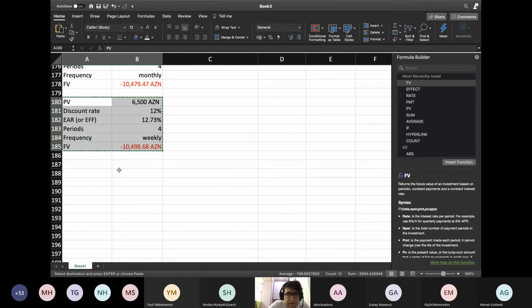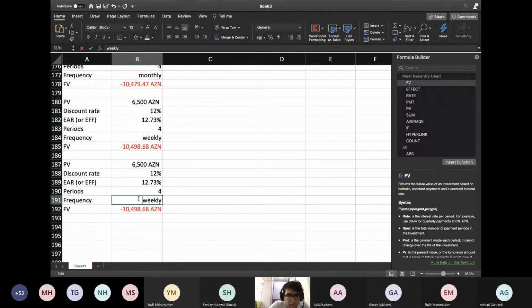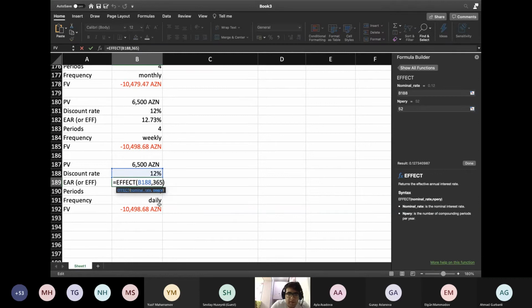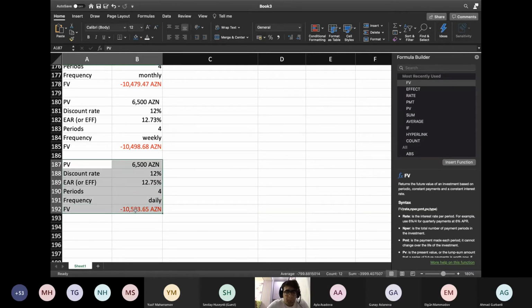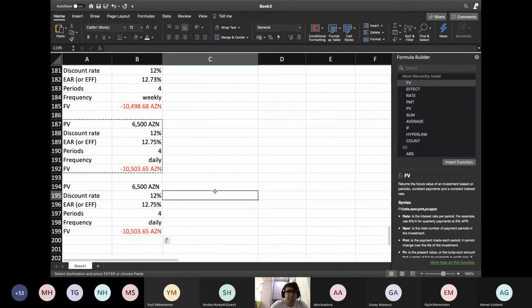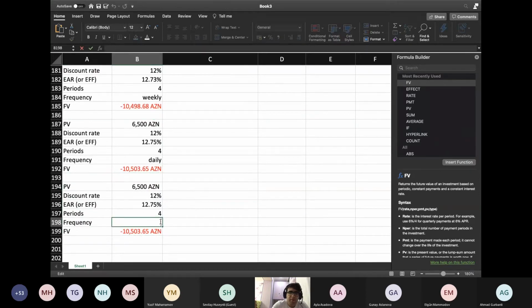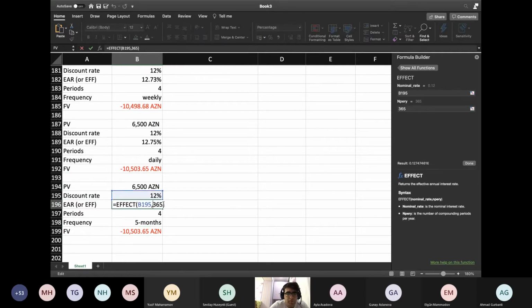Then we have daily. We found weekly and then let's find daily. In the daily, again, 365 yazırsan, daily hesablayır. And we have lastly 5 months period. But in 5 months period, by default, we have to write 12 divided by 5 in order to find the period.